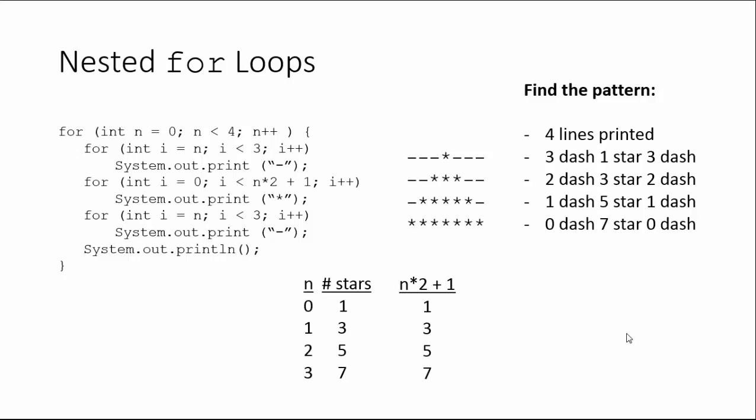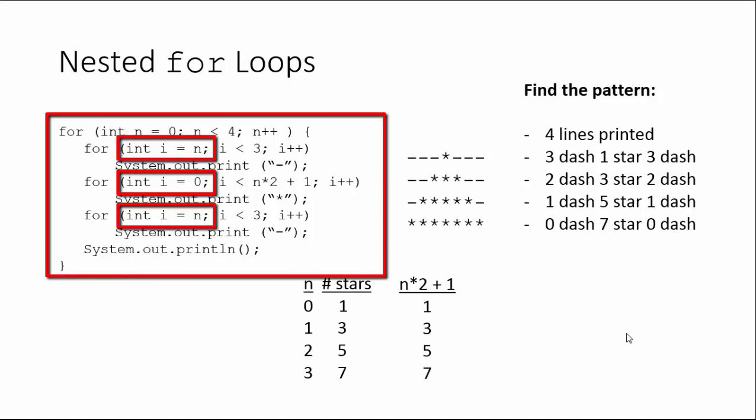So I can express that expression in the condition part of our for loop. I'll start out with 0 and I'll loop while i is less than n times 2 plus 1. So when n is 0, I'll print out 1 star and so forth. Notice that I'm using the same counter variable i 3 times within my outer for loop. This works because when the first for loop ends, i no longer exists. So I can recreate i for the second loop and then for the third loop.